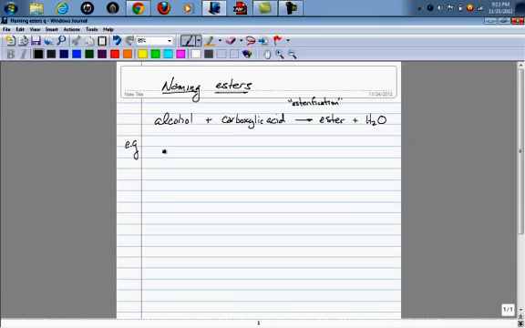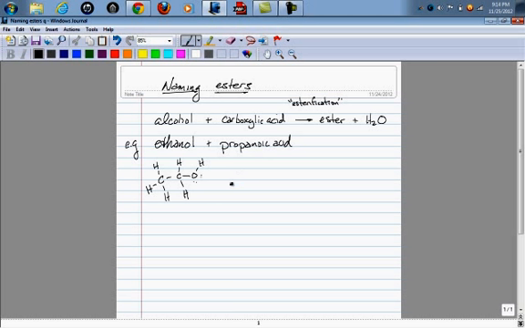Let's take the alcohol ethanol and the carboxylic acid propanoic acid. I'll draw the structural and condensed formulas for each. Ethanol is a 2-carbon alcohol, and the functional group is OH, the hydroxy group.